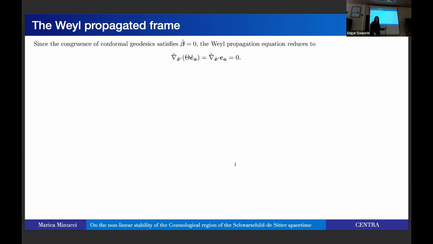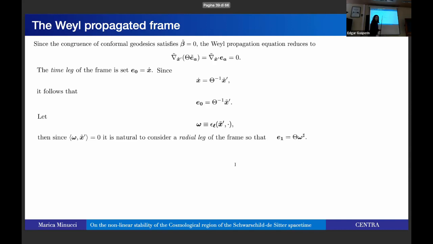To do that, we need to introduce a Weyl propagated frame. In this case, since the conformal geodesics satisfy this condition, the Weyl propagation equation becomes just the standard propagation equation that you have for a Levi-Civita connection. Then we can construct the frame by fixing the time leg of the frame equal to x bullet, so that we have a relation to derivatives, and this is the first component of the frame.